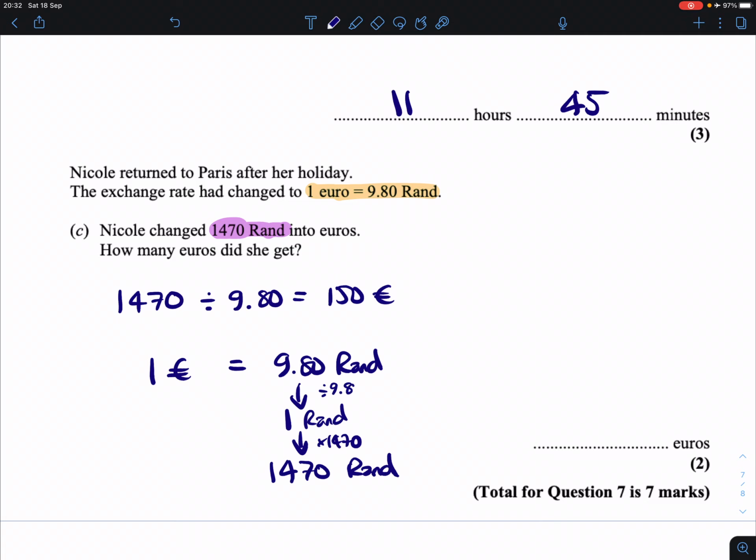So you could set this up in 2 different ways. You could take the number 1 and divide it by 9.80, followed by multiplying it by 1,470. Or if you actually figure out what you multiply 9.8 by to get 1,470, you'll figure out that that's 150 times bigger, which means this would be 150 times bigger, giving us 150 euros. Many ways to do this, but 150 euros is our answer. Done.